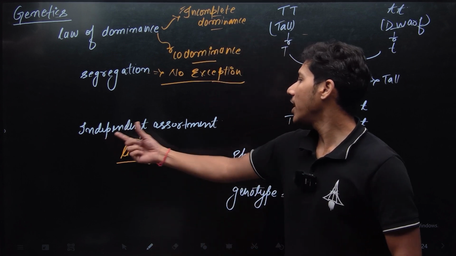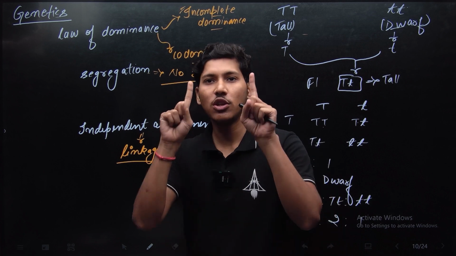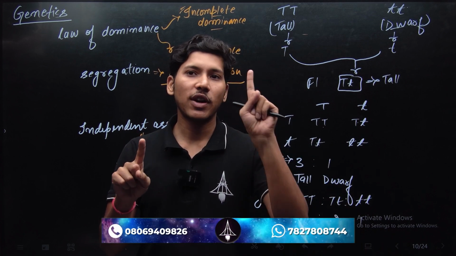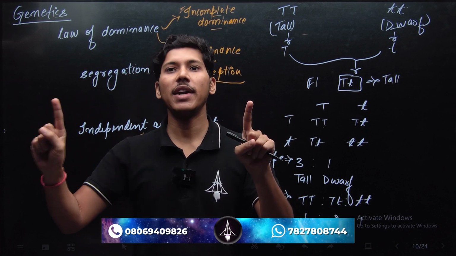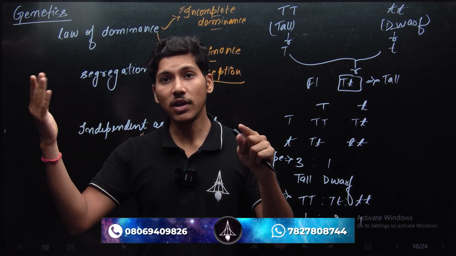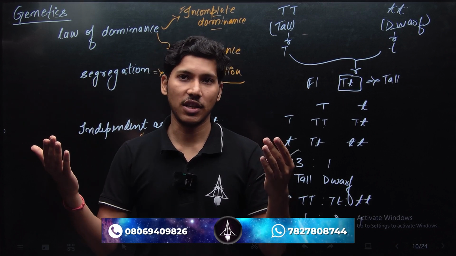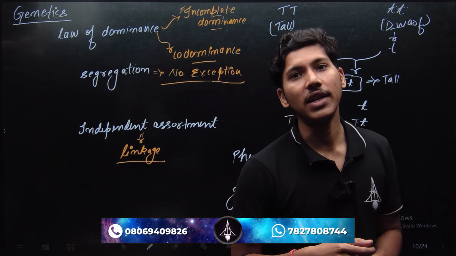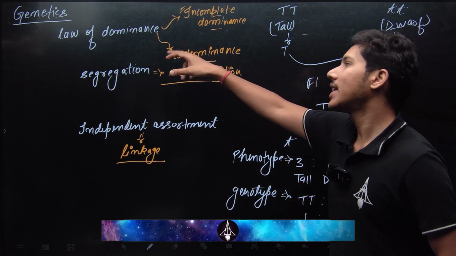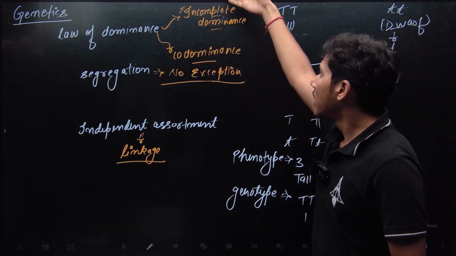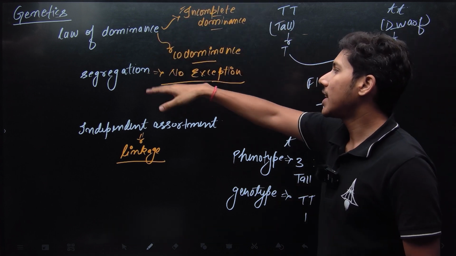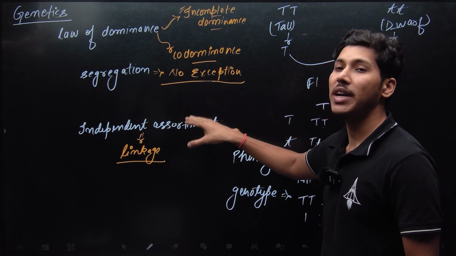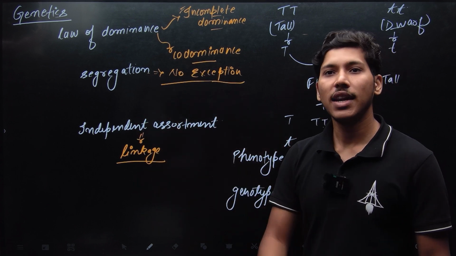Okay? Law of independent assortment says that if you are studying two characters at the same time, then the inheritance of one characteristic will be independent of the inheritance of the other characteristic. Okay, so that is the law of independent assortment. Law of dominance has exceptions, that is incomplete dominance and codominance. Segregation generally does not have any exception, but the law of independent assortment has an exception, which is known as linkage.